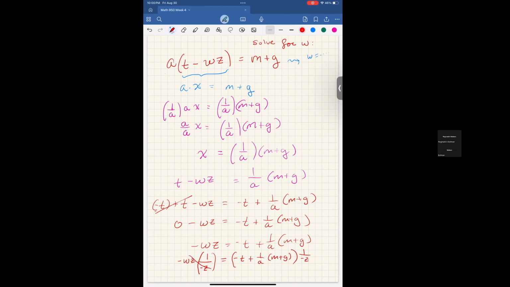And it's going to look rather nasty, but at the end of the day, negative times negative is a positive. W will be by itself because W times 1 is just W. And then on the other side of your equal sign, you've got negative t plus 1 over a times m plus g, all being multiplied by negative 1 over z. And that's your answer. It's pretty nasty, but it's an answer. Now, note that that was one way we could have walked through the steps in order to obtain what we wanted, which was W by itself. However, note that there are also other ways of doing this.